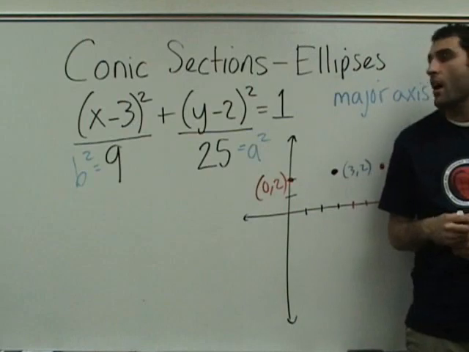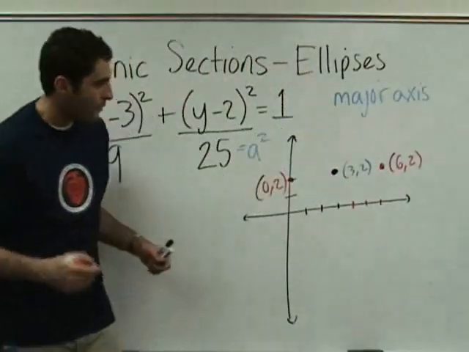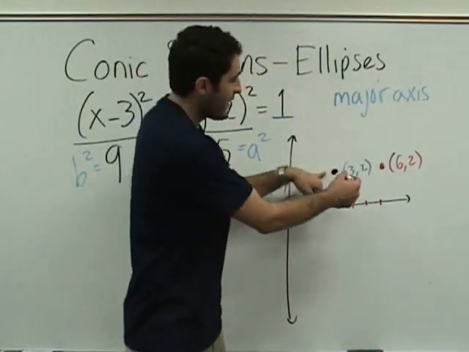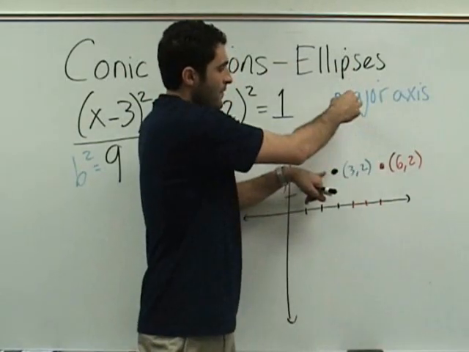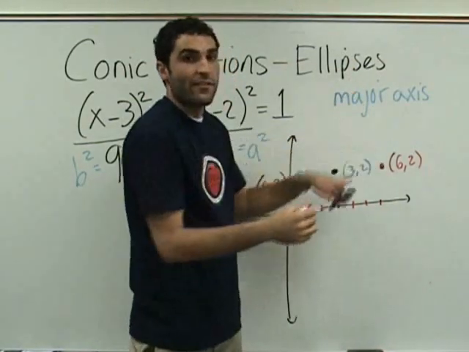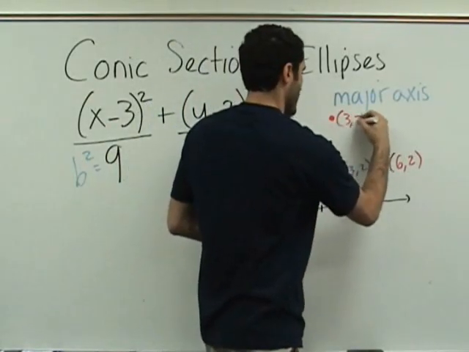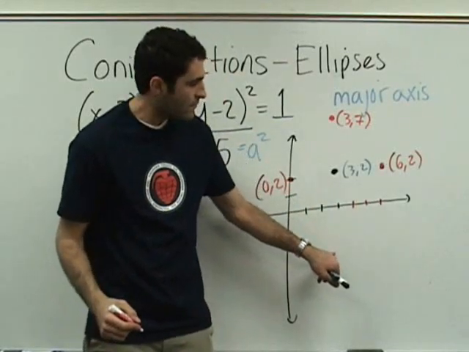Now how far up and down are we going? 5. 5 from the center point, exactly. Can you tell us what that point is, either one, up or down? Going up, 3, 7. Yeah, 3, 7. Good. And going down? 3, -7.